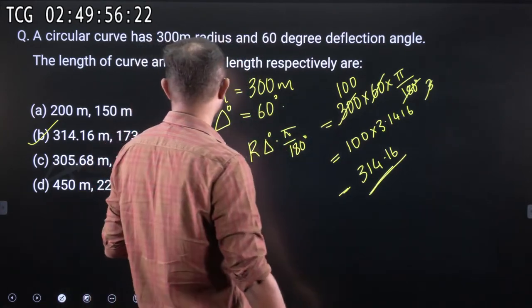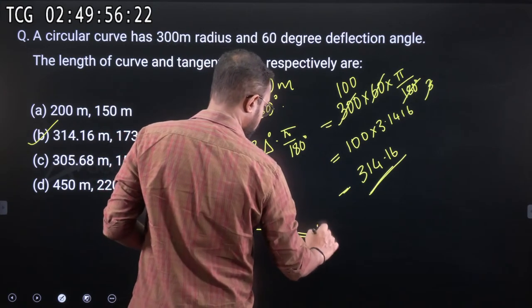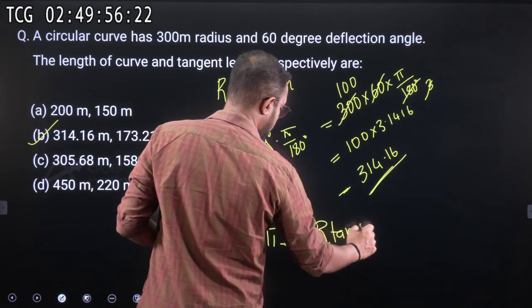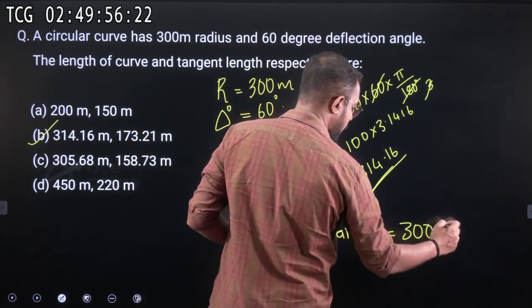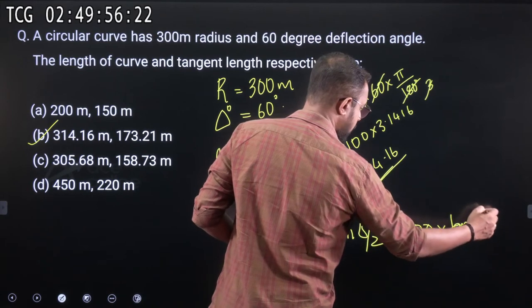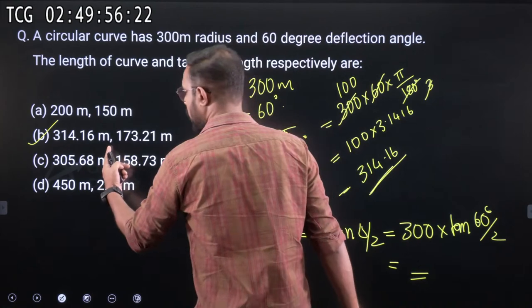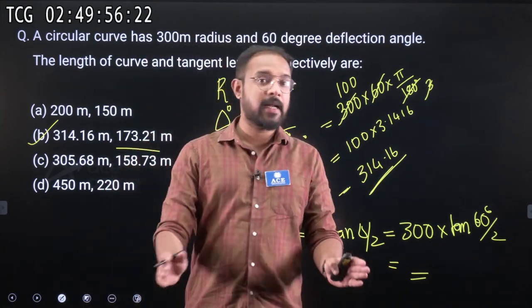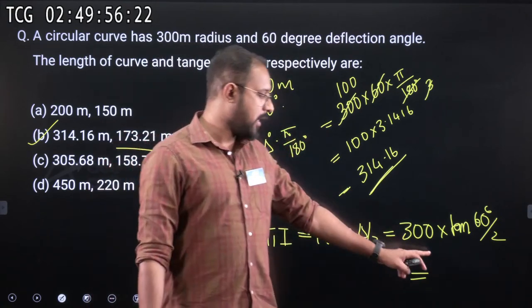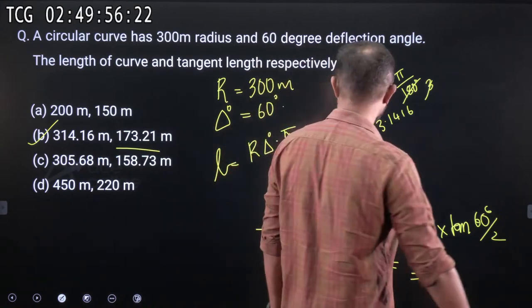Okay, right. Then tangent length, T1I, is equal to R tan delta by 2. Okay, R is 300 into tan 60 degrees by 2. Check what value is coming and see if it is equal to, right, 173.21. 173.21 means 100 root 3. So see if this is coming as 100 root 3 or not. You should get it. Okay.